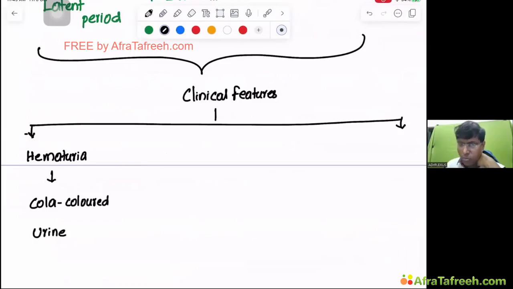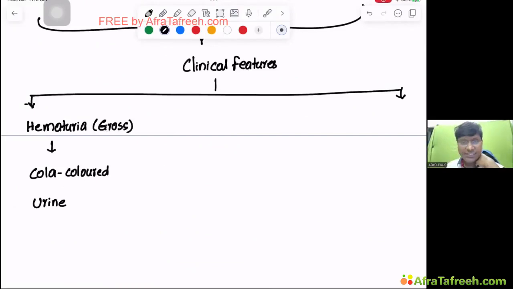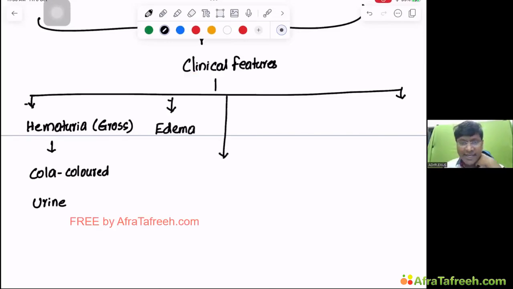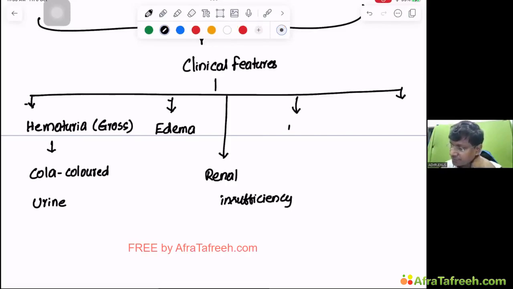Cola colored urine. And in order to have this cola colored urine, they should have gross hematuria. And there is proteinuria. Because of proteinuria, they will have edema. Right? And another important point is these patients have renal insufficiency. And because of renal insufficiency, there is fluid overload causing hypertension.